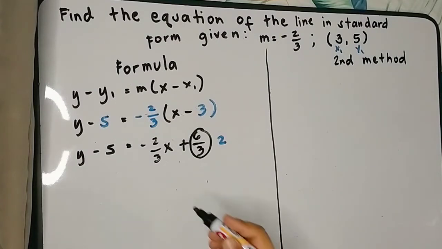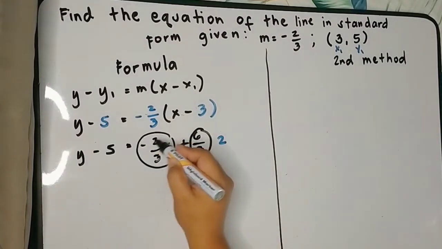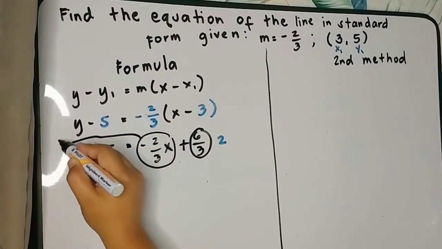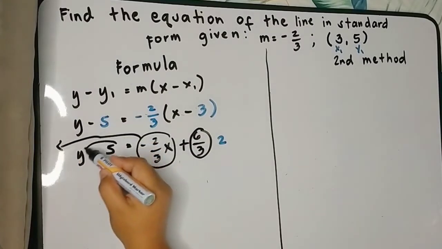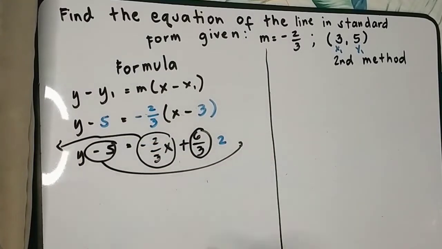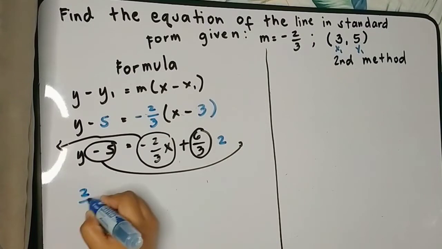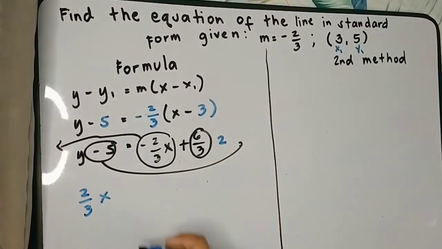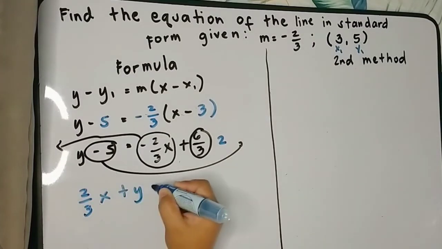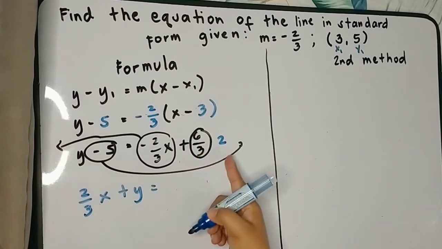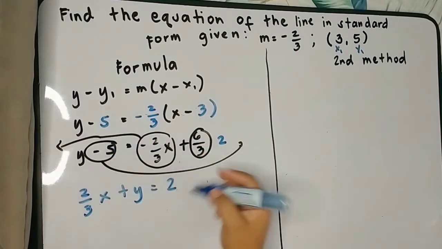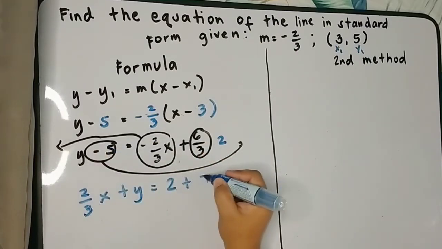Then, we're going to transpose negative 2/3 x. Tapos, si negative 5 dito naman din sa kabila. So, we're going to have negative 2/3. Pag kinatranspose, magiging positive 2/3 x plus y equals 6 over 3, diba naging 2 na lang, equals 2. Transpose si negative 5, so plus 5.